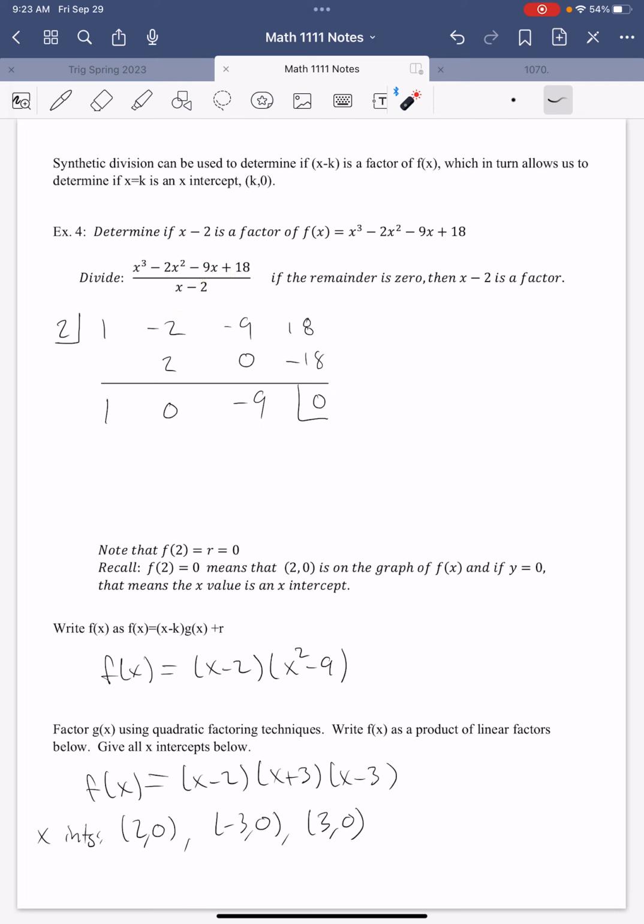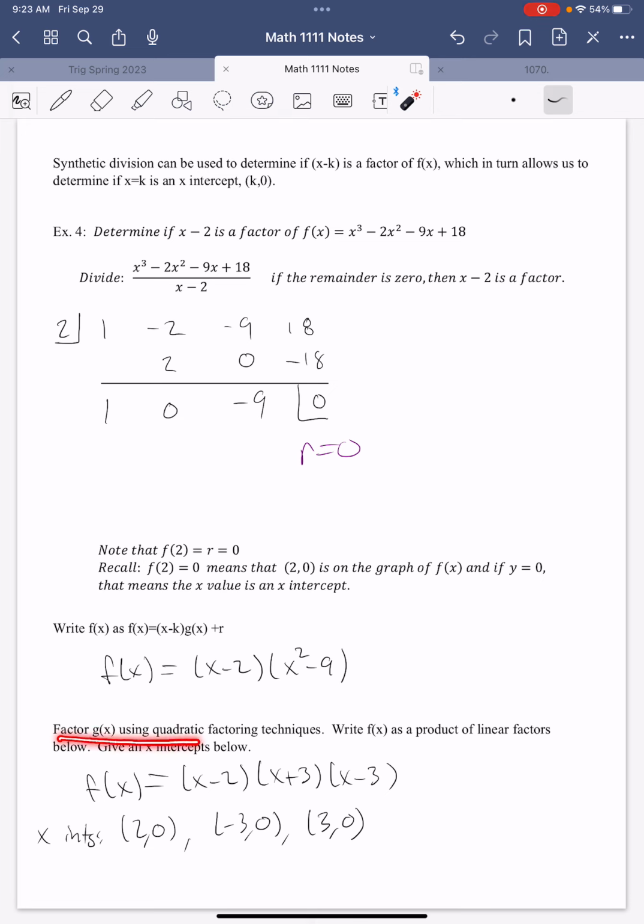Do the synthetic division, and then notice that we get r equals 0. So note that f of 2 equals r equals 0, and that means that (2, 0) is on the graph. So x equals 2 is an x-intercept, and then we can factor out the x minus k. In this case, that'd be x minus 2, and then we'd have x squared minus 9.